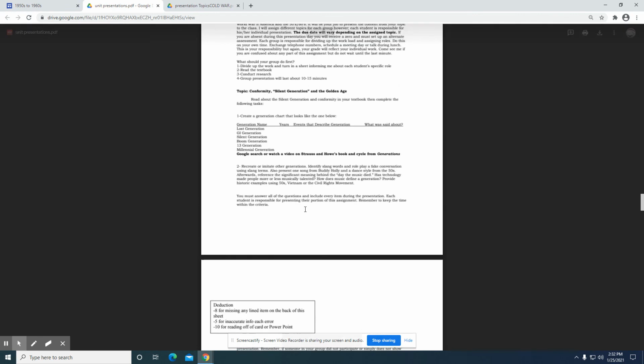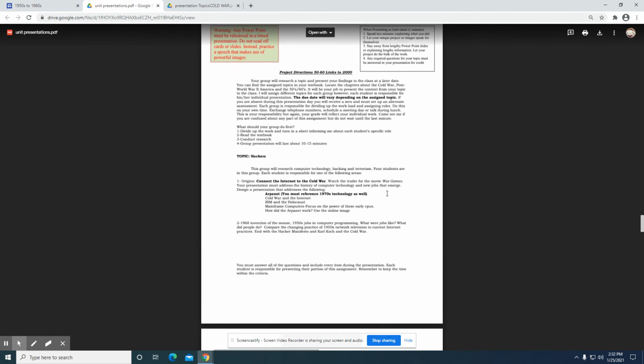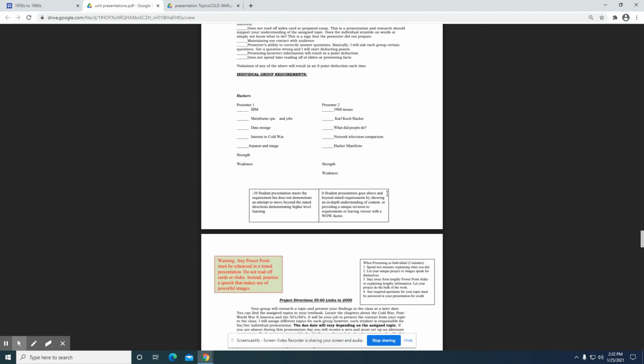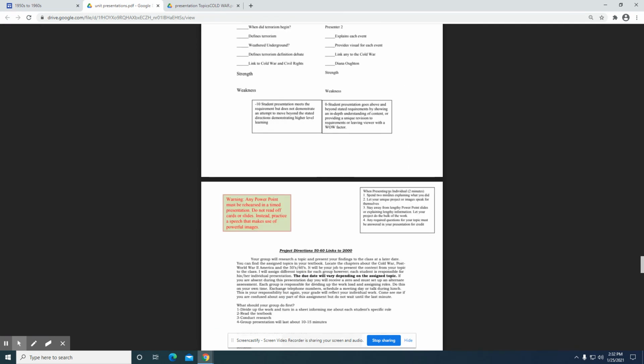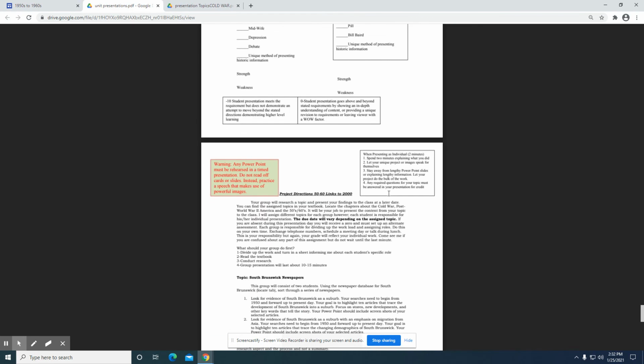You want to follow the guidelines here. For example, if we're looking at this one here, the expectation is you create this chart. With this chart, you want to look at the years of these generations, the events that describe them, and what people are saying about these generations. And notice I also have specific requirements referencing this item here, where you're going to have to look that up. So each presentation topic is unique. We have hackers, terrorism, golden age of cars, abortion and women.